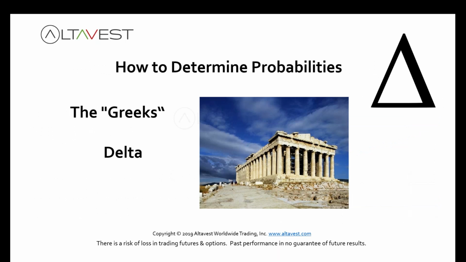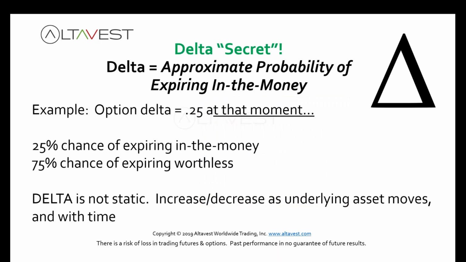And we're going to show you, first of all, before we get into the demo, I want to clear up one thing. If you know the Greeks, great. This is super fast. And if you don't know them, it's super easy. The only two we need to know right now for our purposes are delta and theta. So delta is the approximate probability of expiring in the money. So here's an option that has a delta of 0.25. It means there's a 25% chance of expiring in the money. But conversely, 75% chance of expiring worthless.